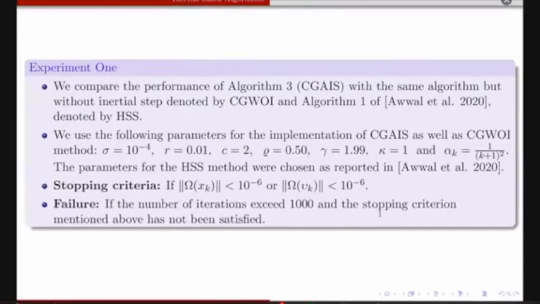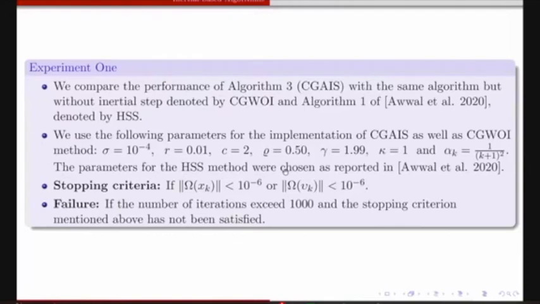So experiment 1 has to do with the first algorithm, which is algorithm 3. We compare algorithm 3 with two algorithms. First, we remove the inertia in algorithm 3. That is the one we call CGWOI, meaning without inertia. The other is an algorithm from our previous work, which was published in, I think, Mathematics and Application, called HSS. So we compared algorithm 3 with these two algorithms.